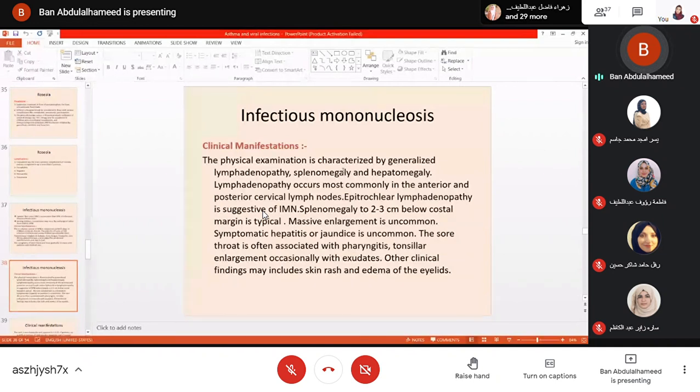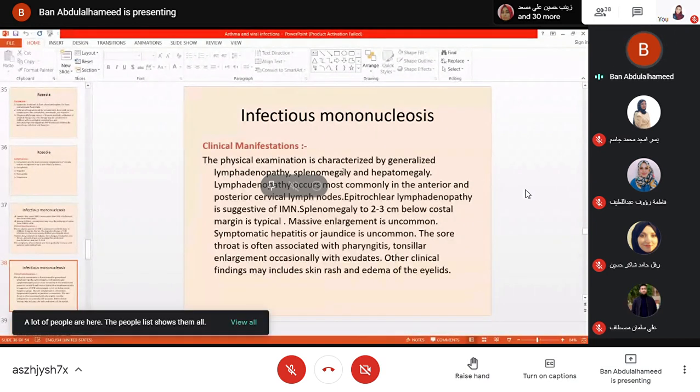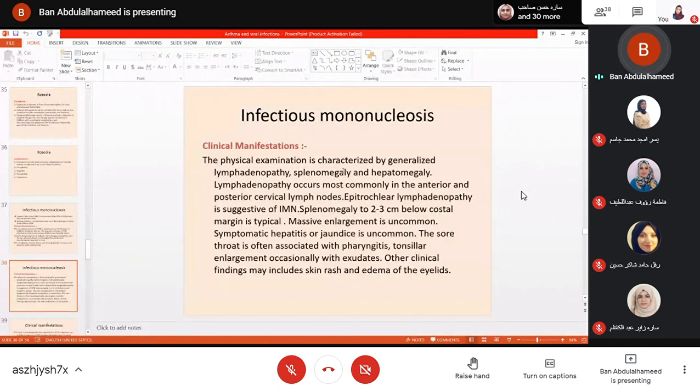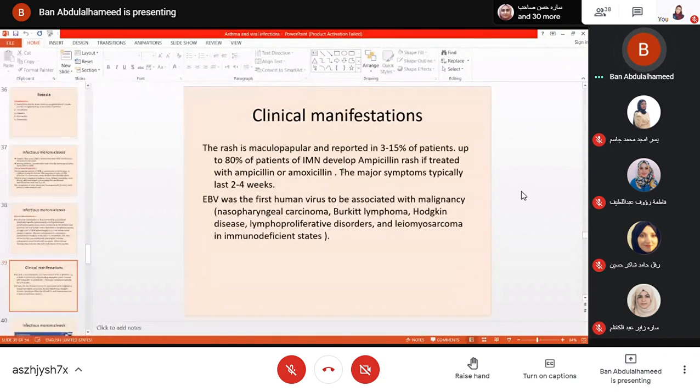with pharyngitis, with tonsillar enlargement, and sometimes there is exudate in the tonsillar region. Other clinical findings may include development of skin rash and edema of the eyelid. بالنسبة للراش يعني about 3 to 15% of patients with infectious mononucleosis develop the rash.